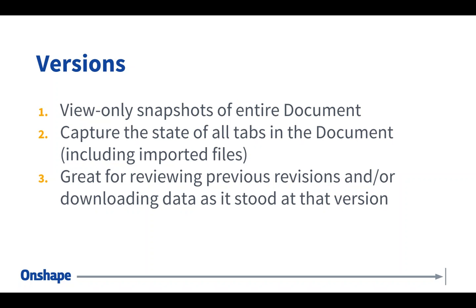The main thing with versions, and I've already briefly pointed this out, is they're great for going back and looking at previous versions and looking at, what did the model look like? Maybe I need to download this part as it was at revision A. That's where a version comes in handy. You can select the version, go in and download the models, or just take a look at them, measure them, look at the drawing. So great for reviewing.